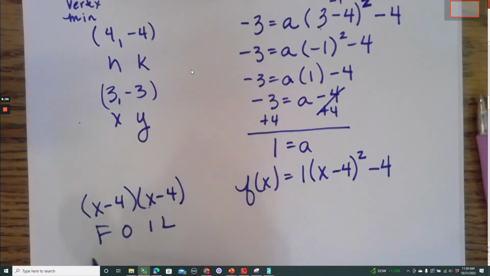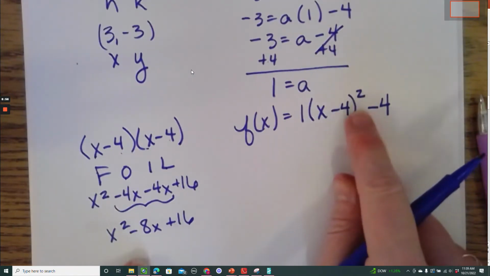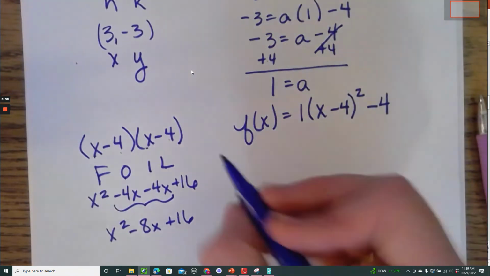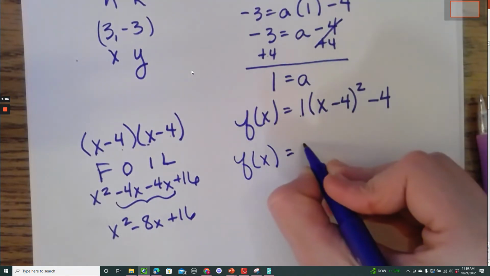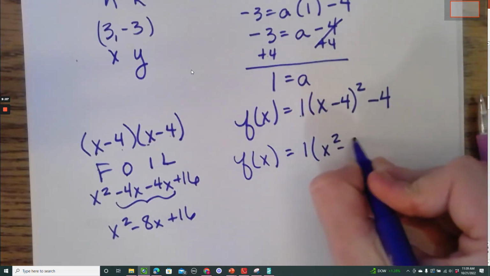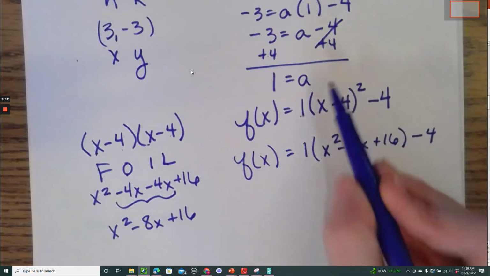So first, x times x is x squared. Outside, x times -4 is -4x. Inside, -4 times x is -4x. Last, -4 times -4 is +16. Combine like terms. And all I did with all of that is I got rid of that exponent. So here's what I'm sitting at now. 1 times anything doesn't change. So here's, after it's simplified, what it looks like. All I did was expand that.